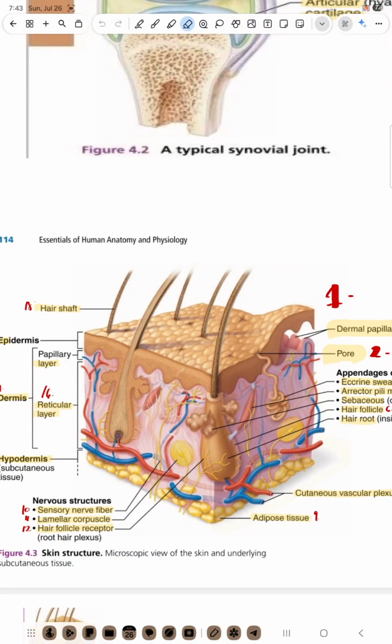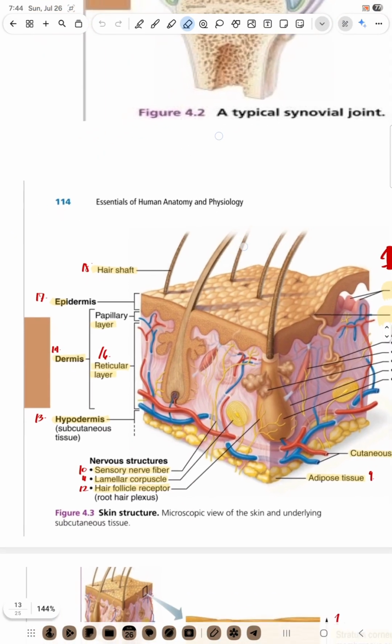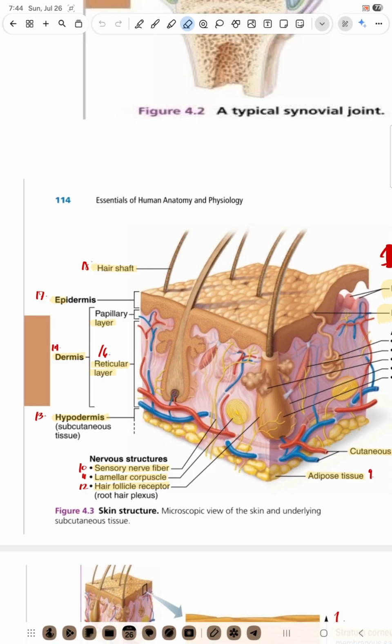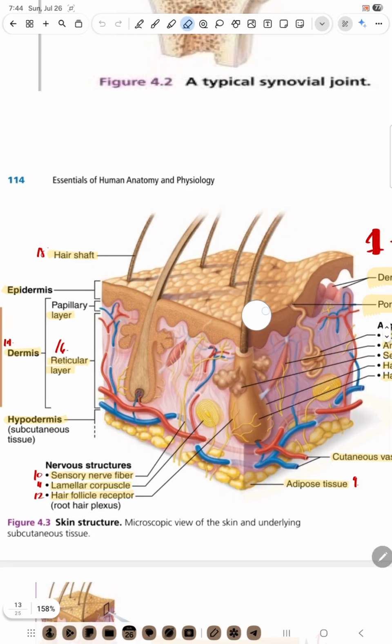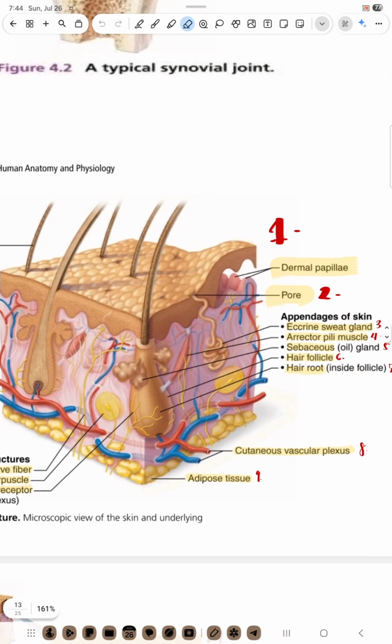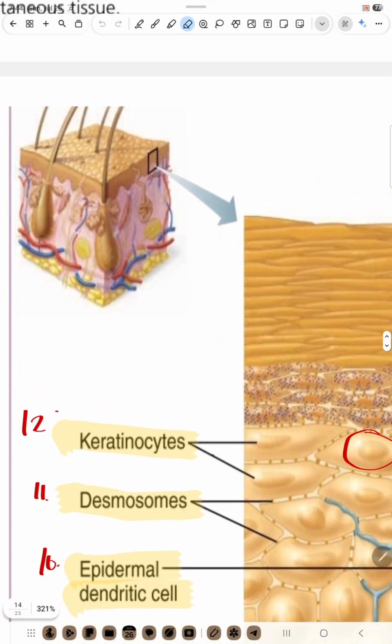Our epidermis is made up of stratified squamous epithelium. Stratified means layered, and squamous means thin, flattened scales. The epidermis is hard and tough, capable of becoming hard and tough. The cells of the epidermis are called keratinocytes.